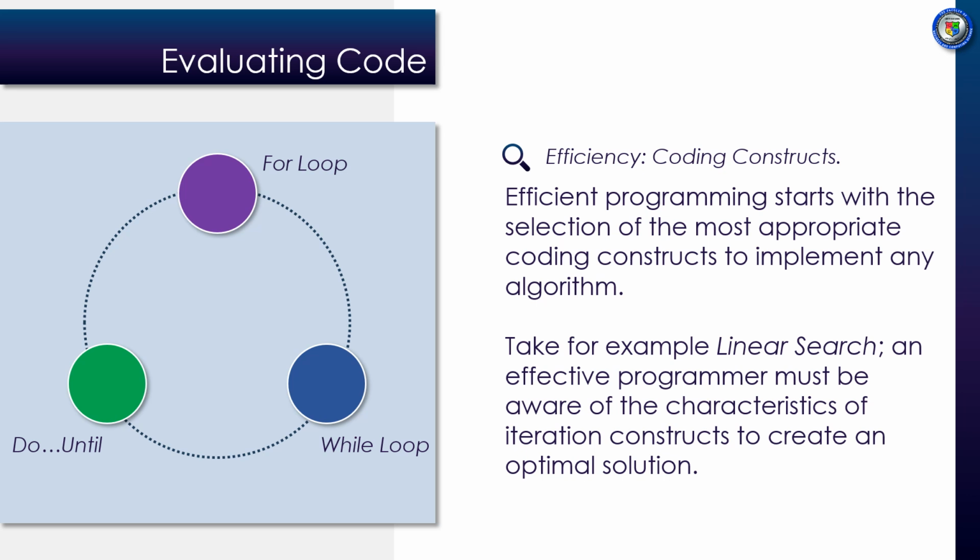When programming efficiently, we must consider the coding constructs that we use. For example, a linear search. An effective programmer would be aware of the characteristics of the iteration constructs to create an optimal solution. Would they use a fixed loop? Would it be a conditional loop? A while loop when the condition is checked at the start of the construct, or a do until where the condition would be checked at the end? All of these things would need to be considered.